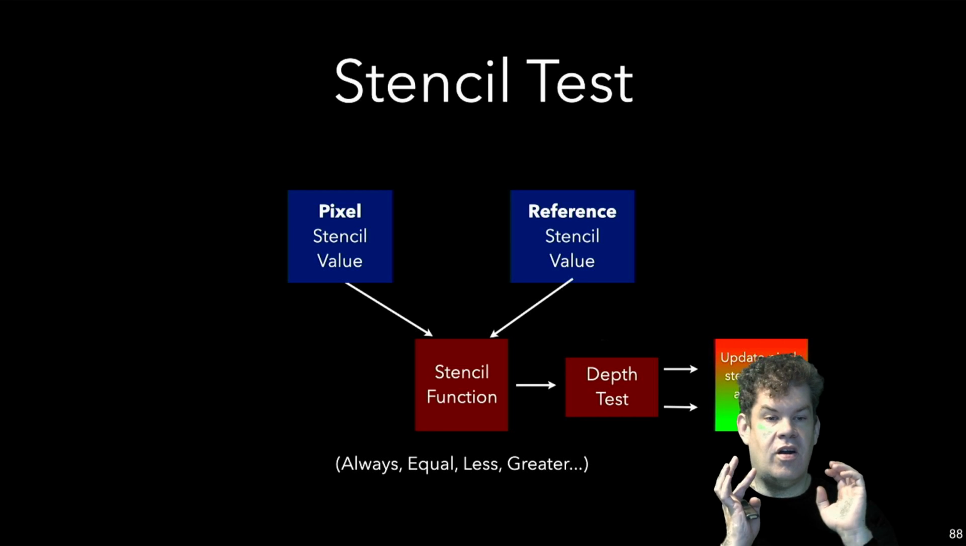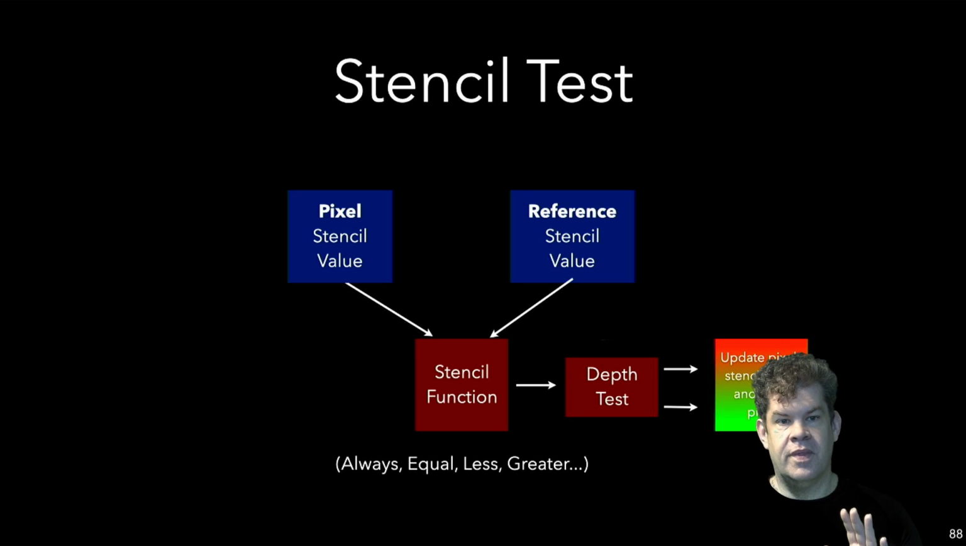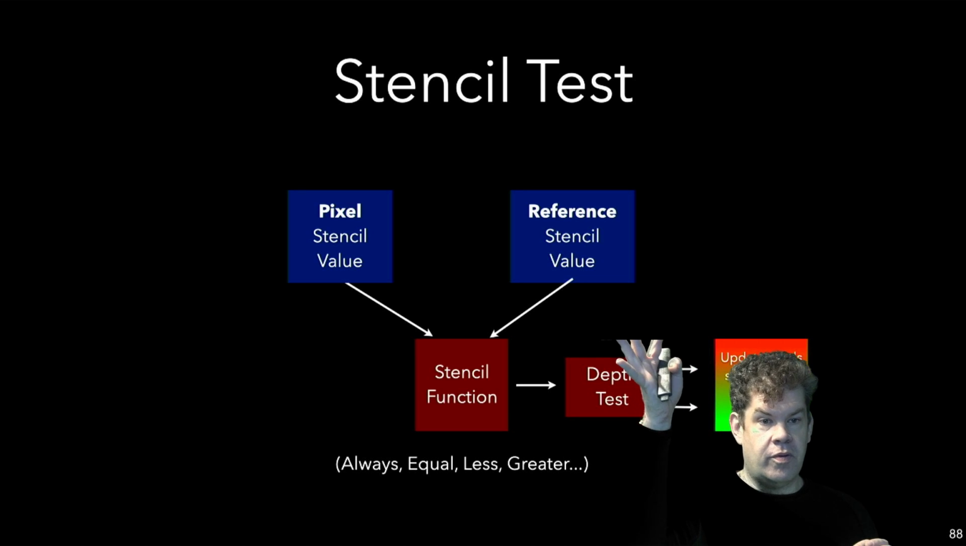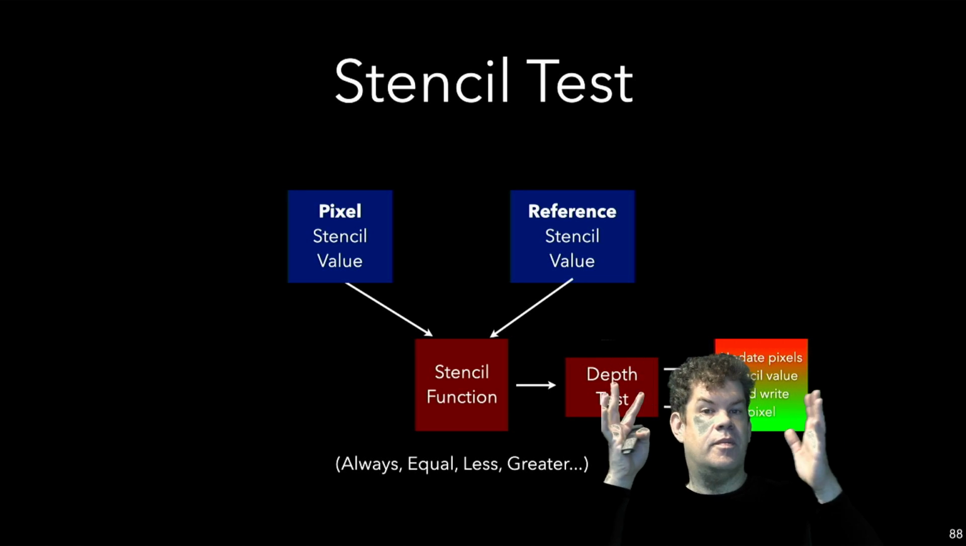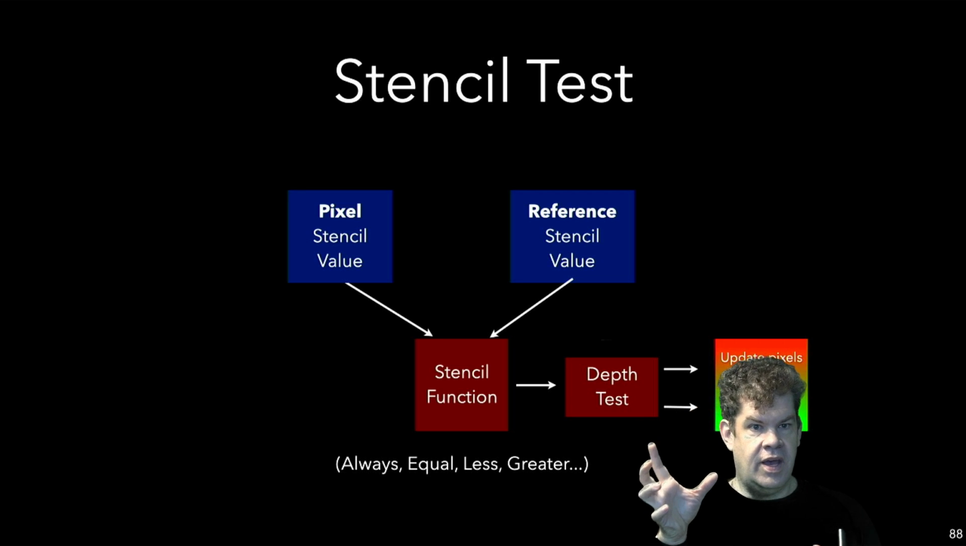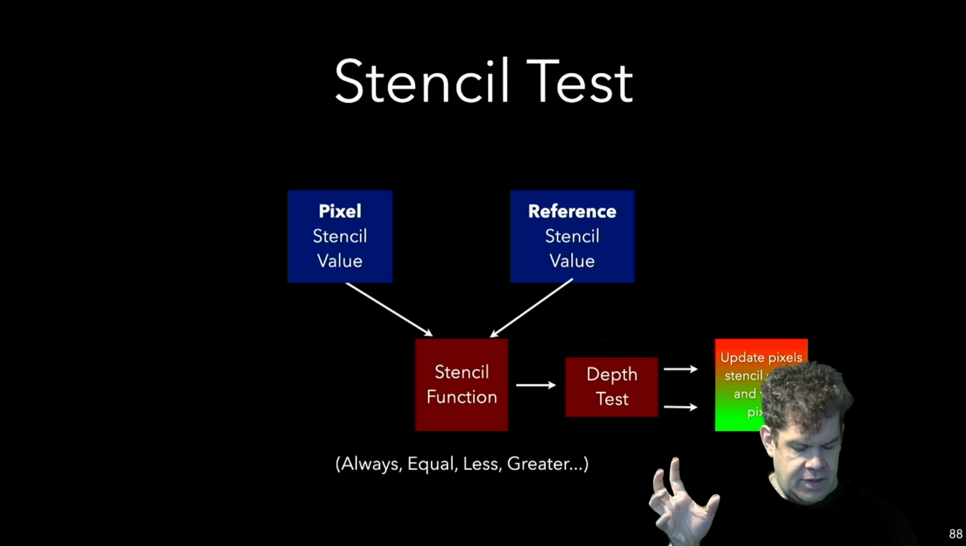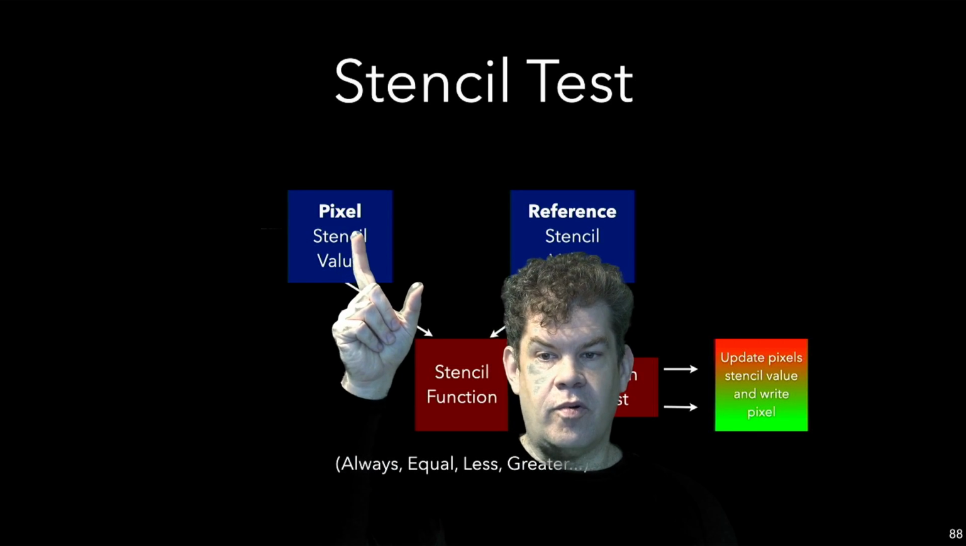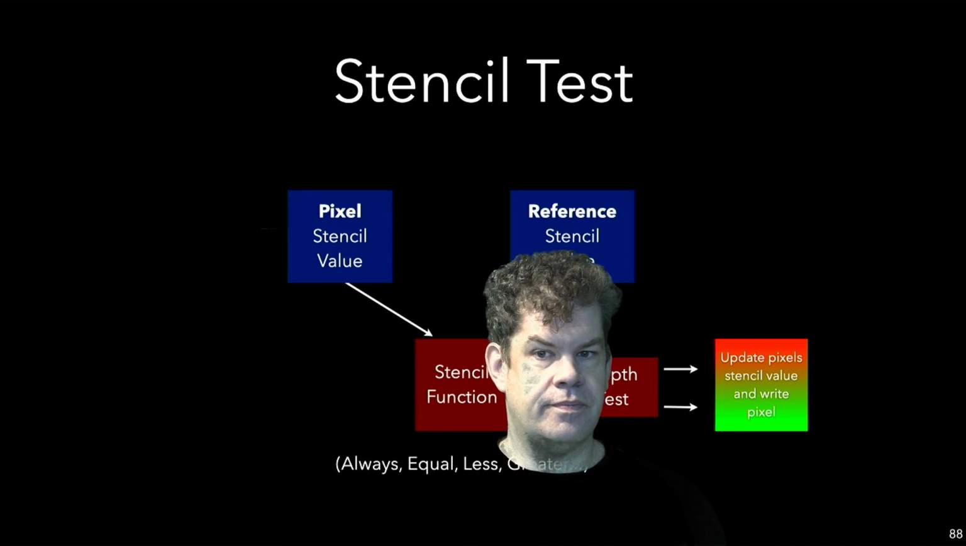It's almost the same, except that now a global reference value is compared against the pixel value. Never mind this part here. It just says that after the stencil test, the depth test follows, and they're kind of connected, which is why I put them on the same slide. But the key here is only this one word that changed: pixel.